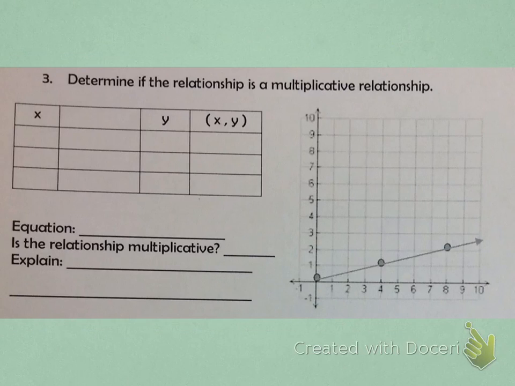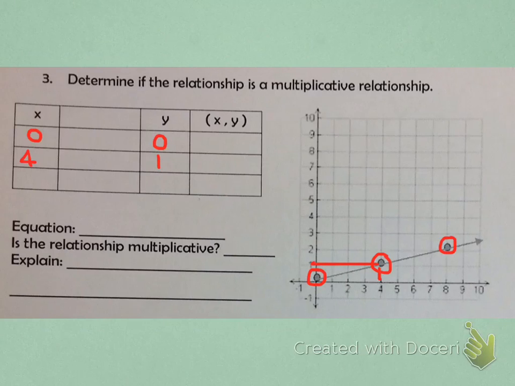Number 3 says to determine if the relationship is a multiplicative relationship. So we have to look at the graph to figure out our ordered pair. The first x that we see is right here, or first dot, I'm sorry. Our x is 0, and our y is 0. The second dot we see is right here. Our x is 4, and our y is 1.